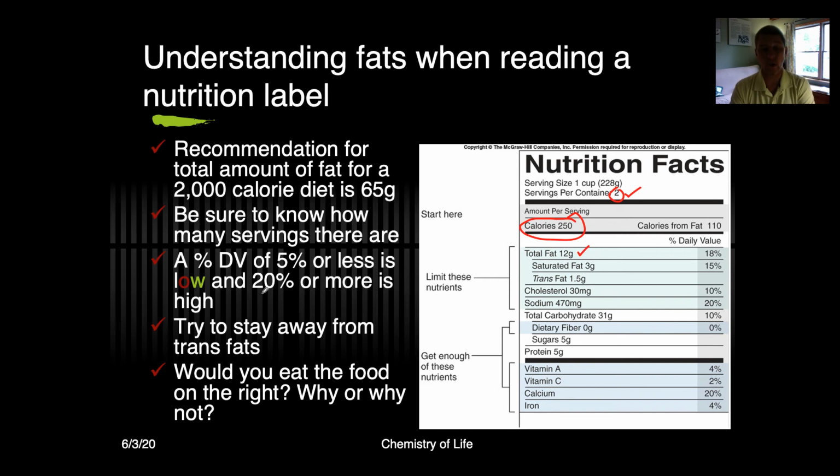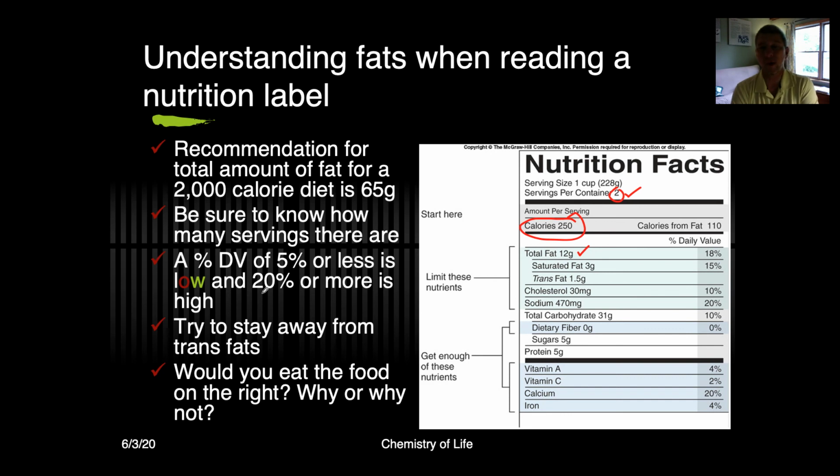You should try to avoid trans fats, which, by the way, in Albany County are illegal. You cannot go into a grocery store and buy Crisco anymore because they are trans fats, and the Albany County legislature knows better than you do about what you should be eating. Okay.